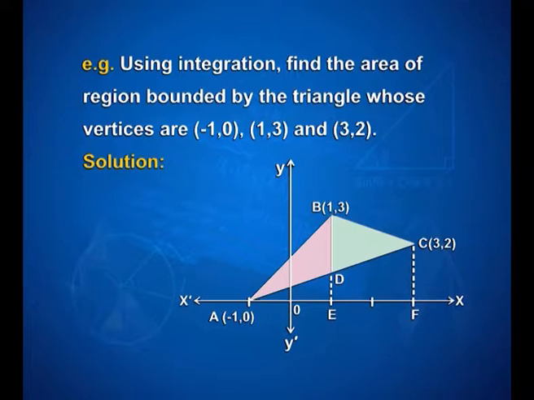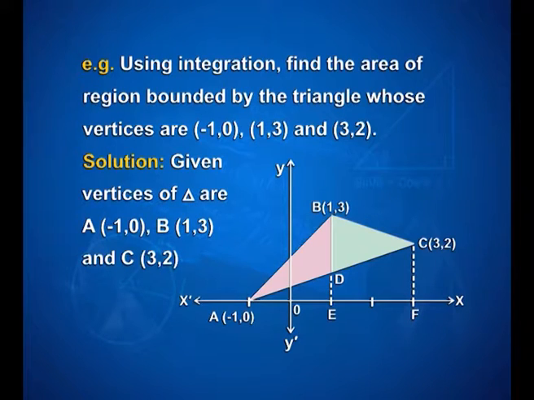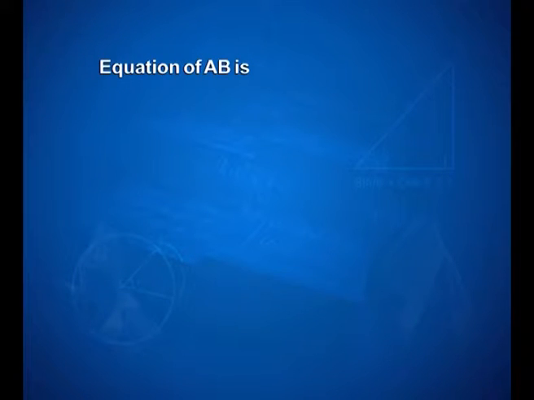For the solution, as the given vertices of the triangle are A -1, 0, B 1, 3 and C 3, 2, we can see in the figure here A is -1, 0, C is 3, 2 and B is 1, 3. We need to find out the area of the triangle between these three vertices. Firstly, we will calculate the equation of line AB.